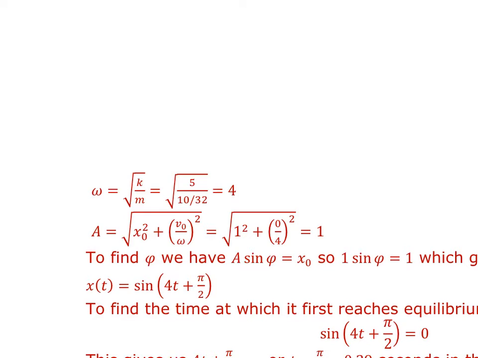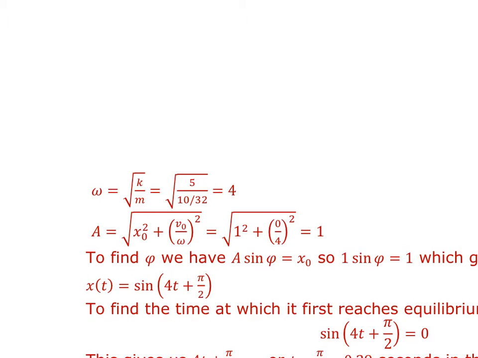Once I find my omega, I'm going to use that formula that says I need to find what A is. Well, A is going to be the square root of x naught squared, where x naught is where I'm going to pull the spring down to, plus my initial velocity term. We are not given an initial velocity. I'm pulling it down and holding on to it before I let it go. Because I'm holding on to it before I let it go, the initial velocity is 0. It won't be 0 later, but the initial velocity in this case will be 0.